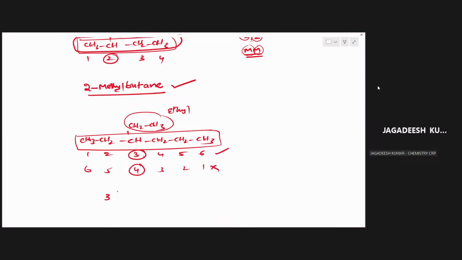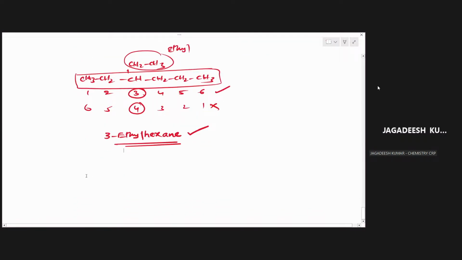Now, the third carbon contains an ethyl group as the substituent. So 3-ethyl. And in the longest chain, how many carbons? 6 carbons, so hex. And all are single bonds, so ane. So 3-ethylhexane. I think you got clarity here on how to write a branched chain alkane with only one side chain.